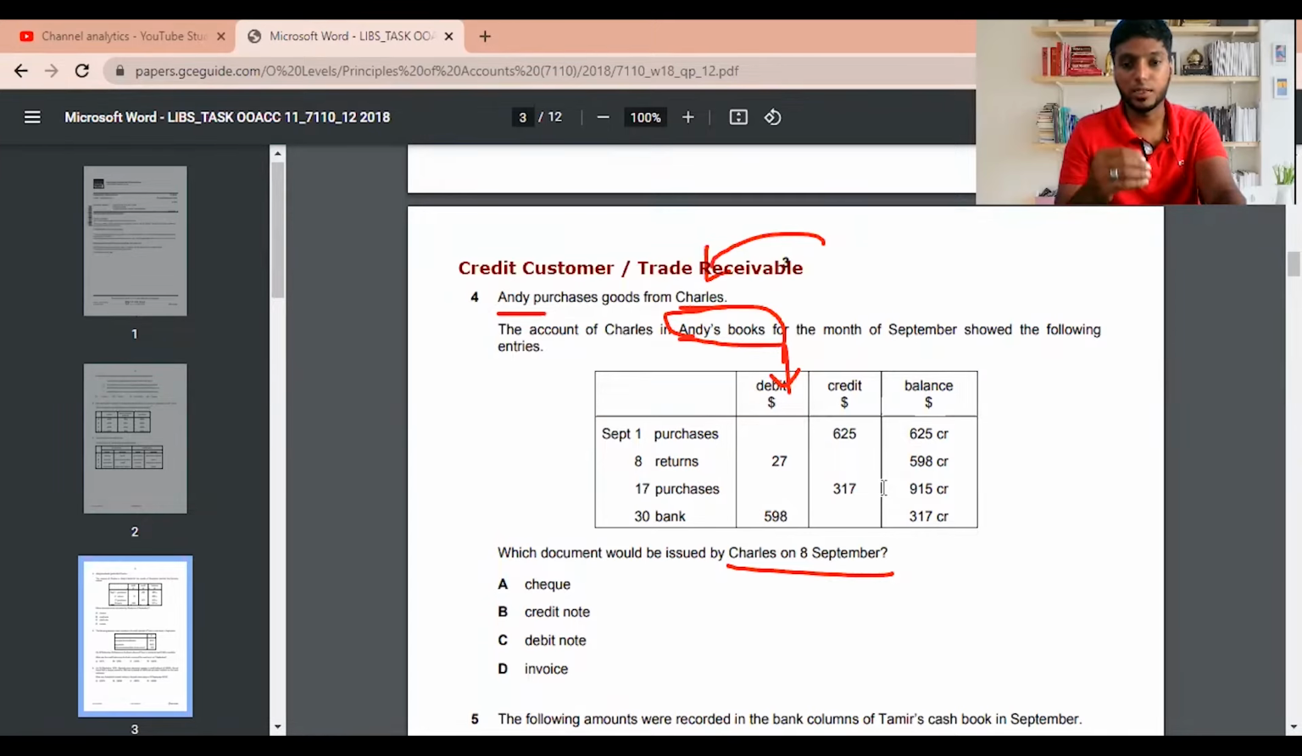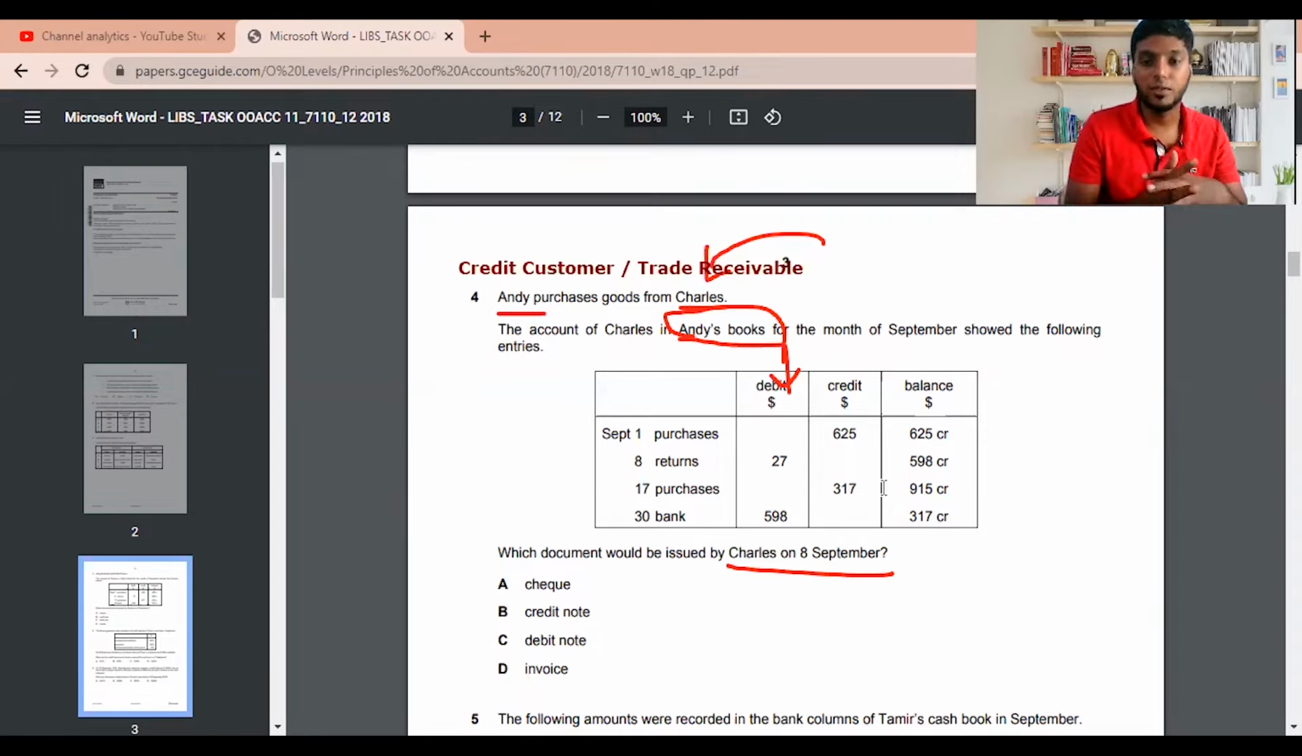Is it a debit note? Is it a credit note? Is it a cheque? Is it an invoice? Now remember one particular thing. You are a supplier. You are issuing to your credit customer. If your credit customer is issuing to the supplier, which is us, it is a debit note. Remember one particular thing. If you, which is Charles, as credit supplier, are issuing a document to your credit customer, so from credit supplier to credit customer, we say it as a credit note. The reason, guys, when a credit customer issues an invoice to the credit supplier, he is requesting, my account is overcharged, so can you reduce this balance?